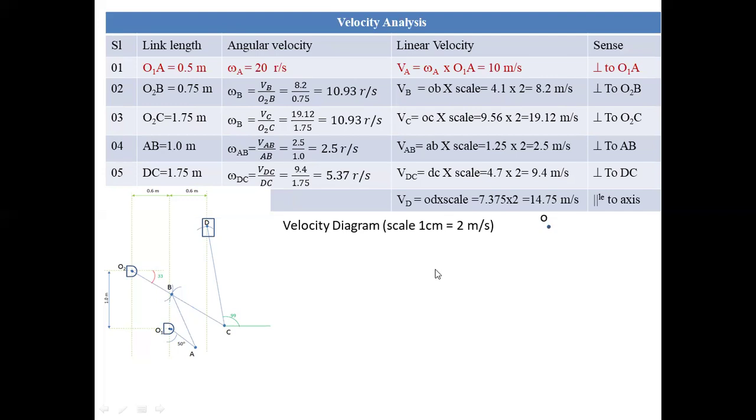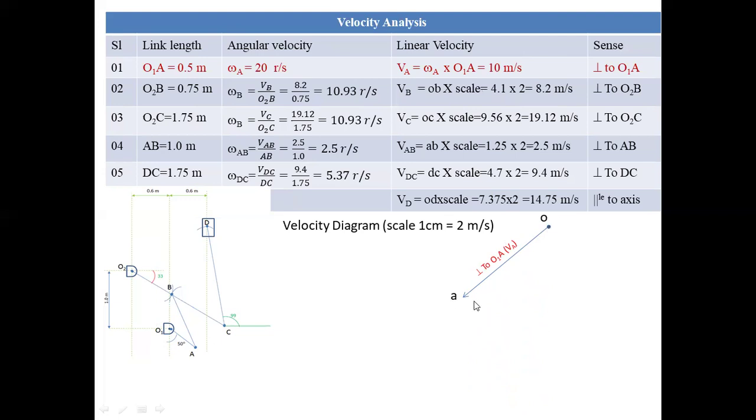Again, you have to take a suitable scale while plotting the velocity polygon. So we'll first mark point O. Then this will be the perpendicular line for OA, since velocity is tangential to motion. So we have to draw a perpendicular line. This OA will be 5 centimeter, with 1 centimeter equal to 2 meter per second. So 2 meter per second is our scale, and this is 5 centimeter.